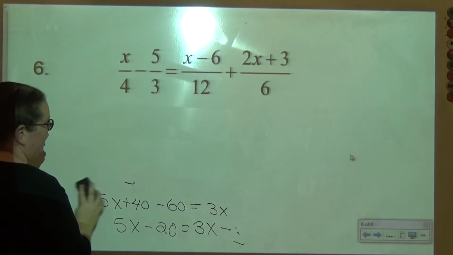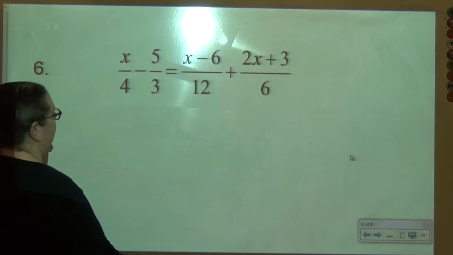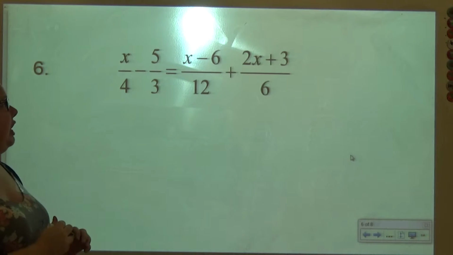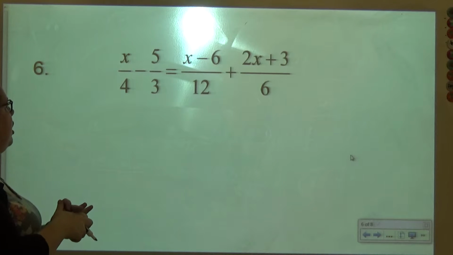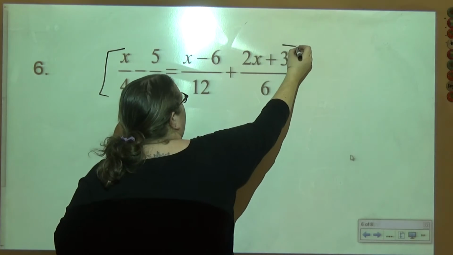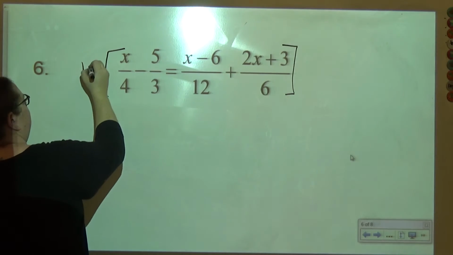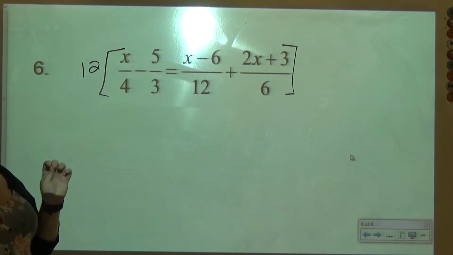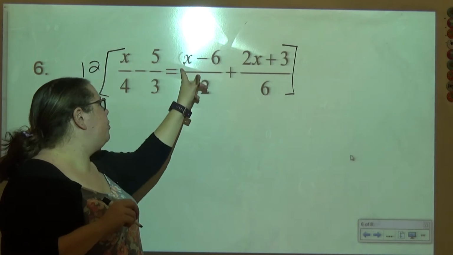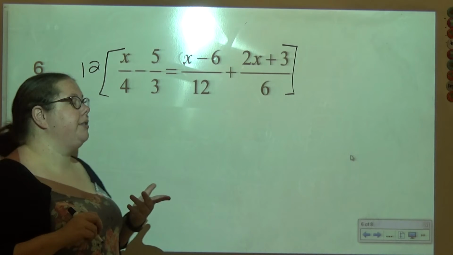Alright, so think about what the common denominator is to start. 4, 3, 12, and 6. What do all of those divide into? 12, right? So my common denominator is 12. So I'm going to multiply everything on top by 12. And if you don't want to put the parentheses, you can just jump into multiplying both of those by 12 also, if that's helpful.